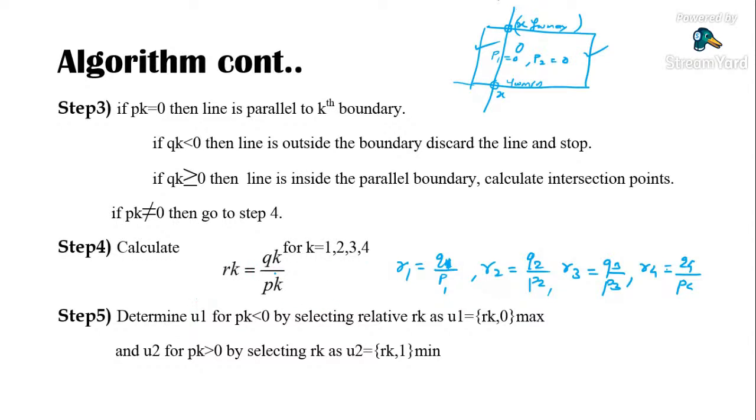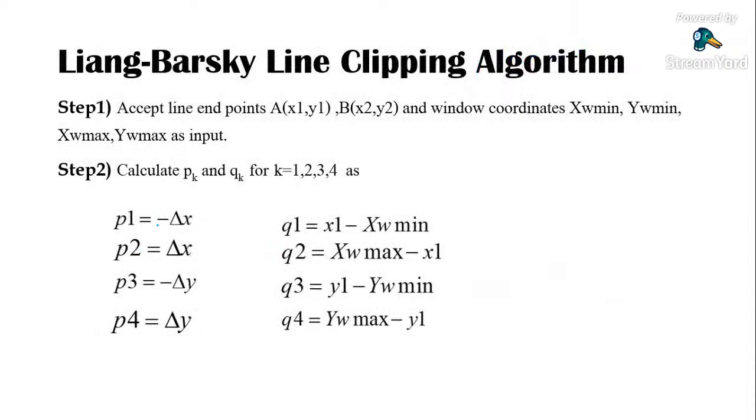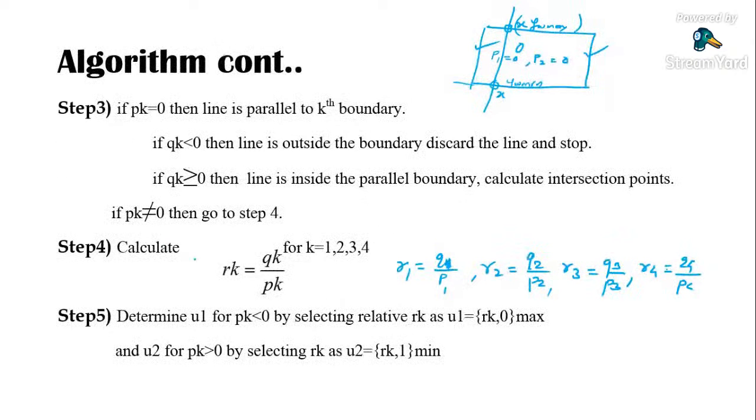Now after calculating r value, determine u1 for p of k less than 0 by selecting relative r of k as u1 is equal to r of k comma 0. Now what is this? As we know, p values are minus delta x and delta x. So out of two values, one will be negative and one will be positive, right? So in case of finding u1, you have to consider p of k minus values. So at least two values will be minus.